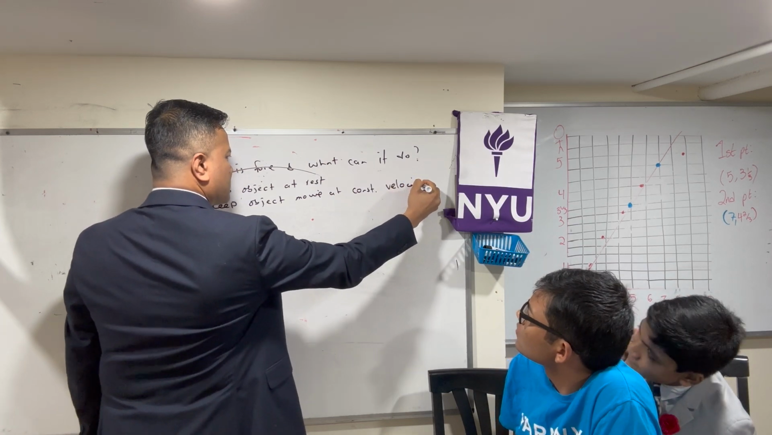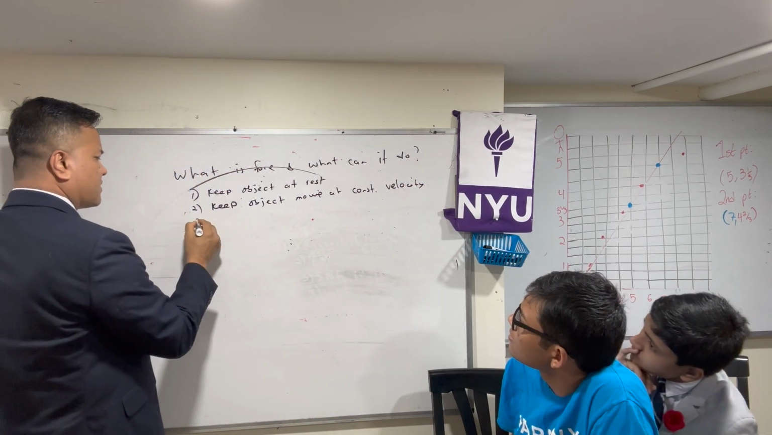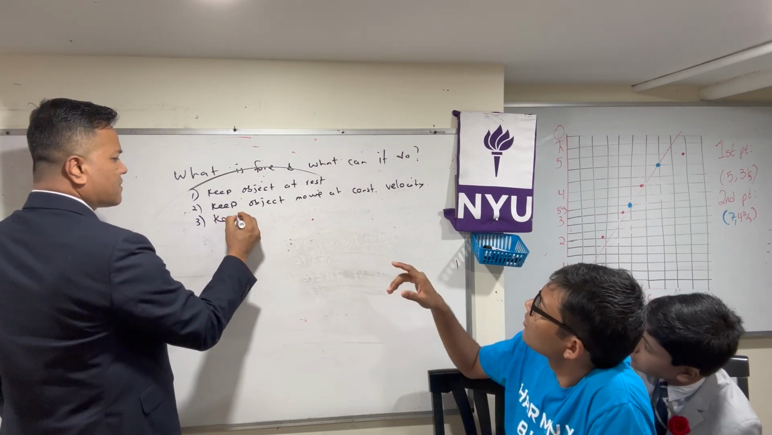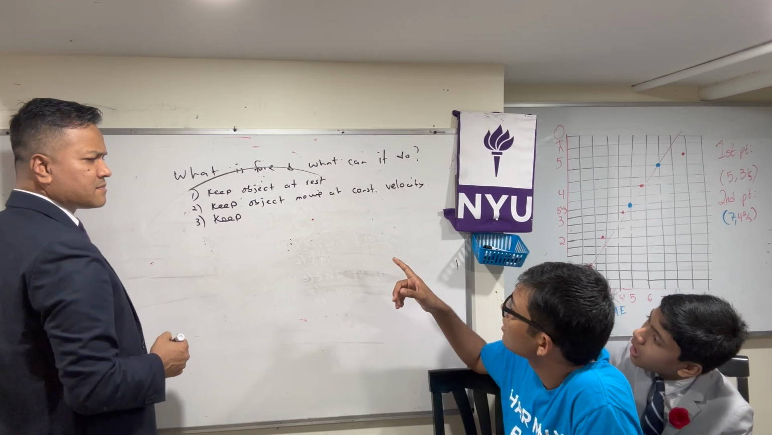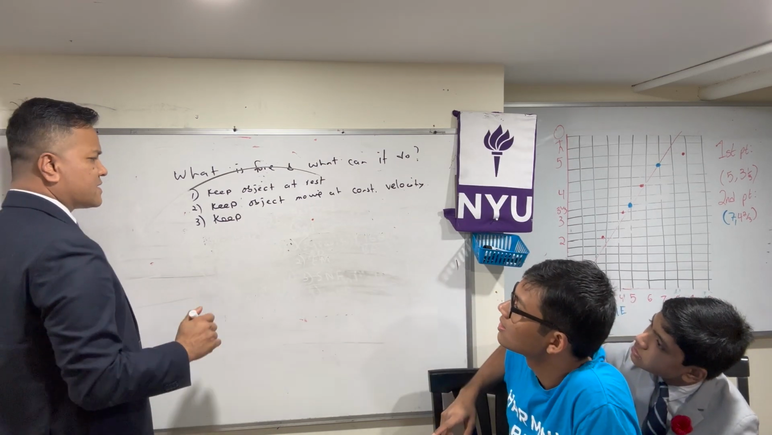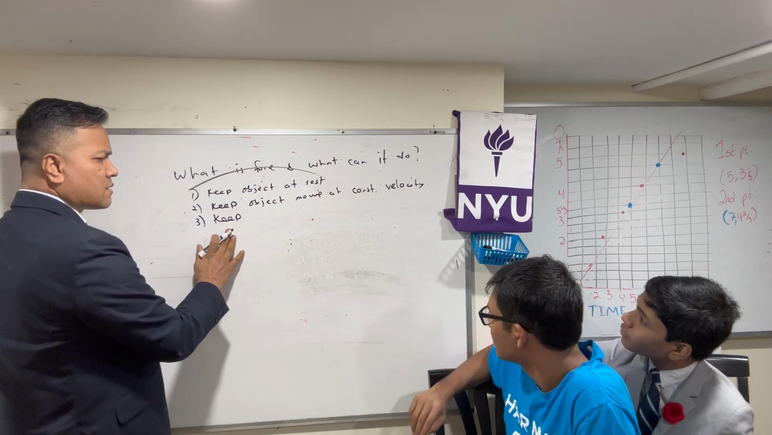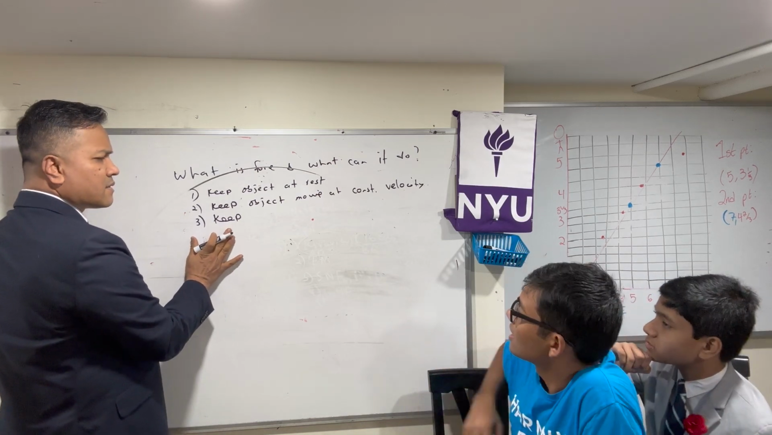What else can force do? A force can accelerate an object. A force cannot make an object go at constant velocity, but only a net force of 0 can keep it moving at constant velocity.